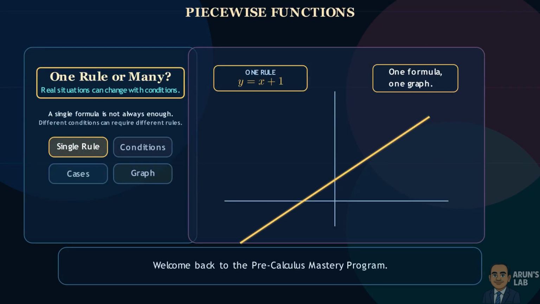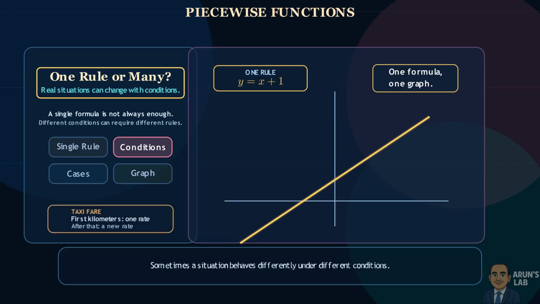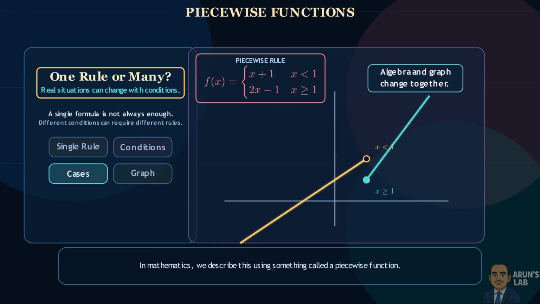So far, we have studied functions that follow one single rule. But in real life, things are not always that simple. Sometimes a situation behaves differently under different conditions. For example, a taxi fare may change one rate for the first few kilometers and a different rate after that. Or electricity billing may change depending upon usage. In mathematics, we describe this using something called a piecewise function.